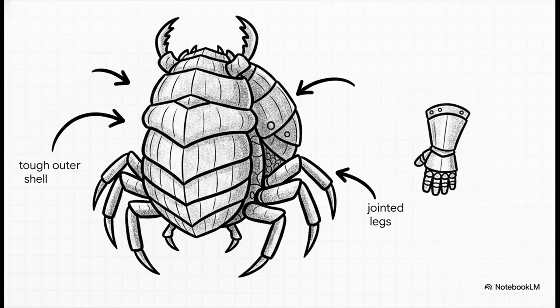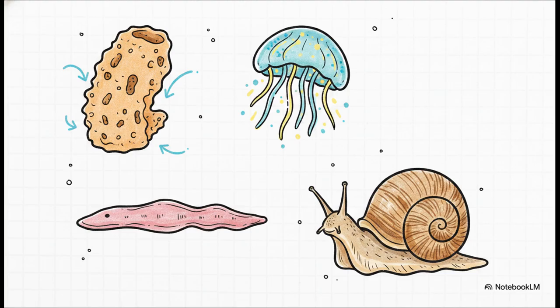Having jointed limbs combined with that segmented armor gives them unmatched mobility. They can adapt to almost every single environment on the planet. But hey, the invertebrate world is packed with other wild extremes too.